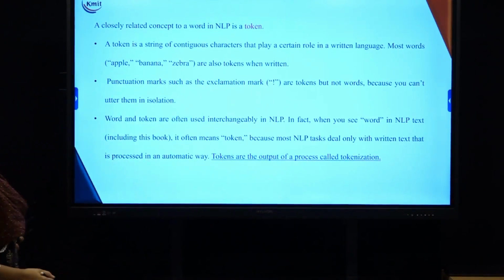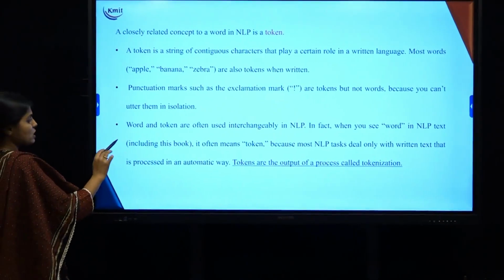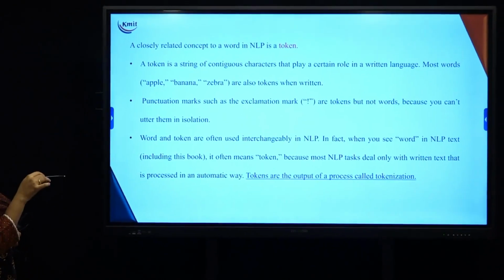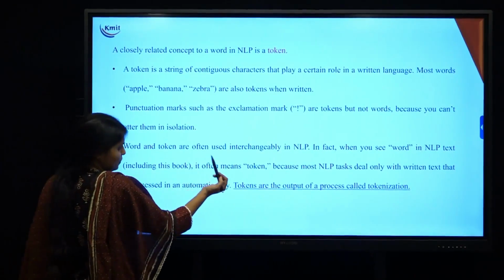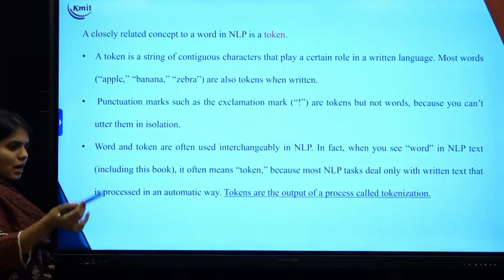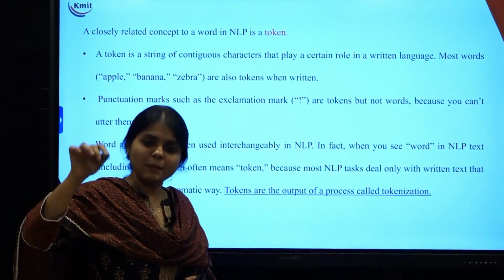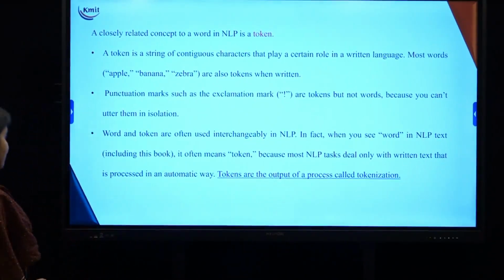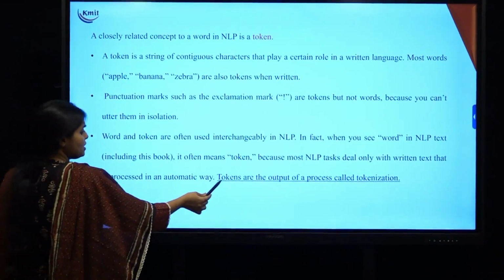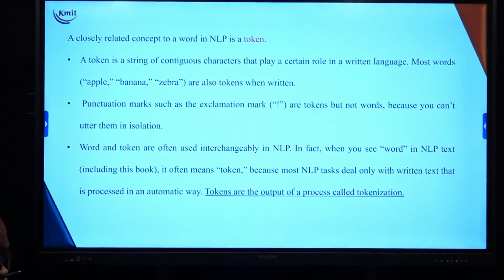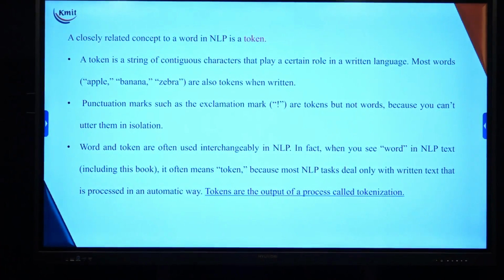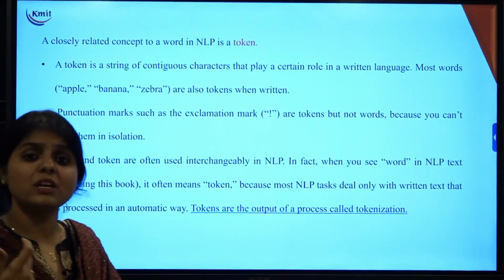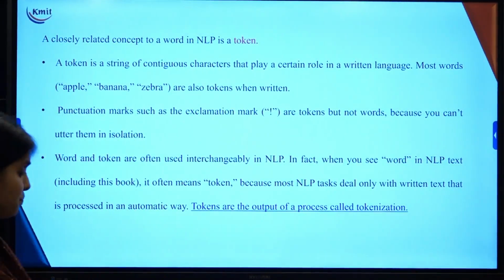Now, words and tokens are often used interchangeably in NLP. In fact, when you see word in NLP text, it often means token. Tokens are nothing but the extra labels that we use in the sentence apart from the words also. Basically, tokens are the output of a process called tokenization. So we have this process called tokenization, which will give you all the tokens when you give a sentence as input.